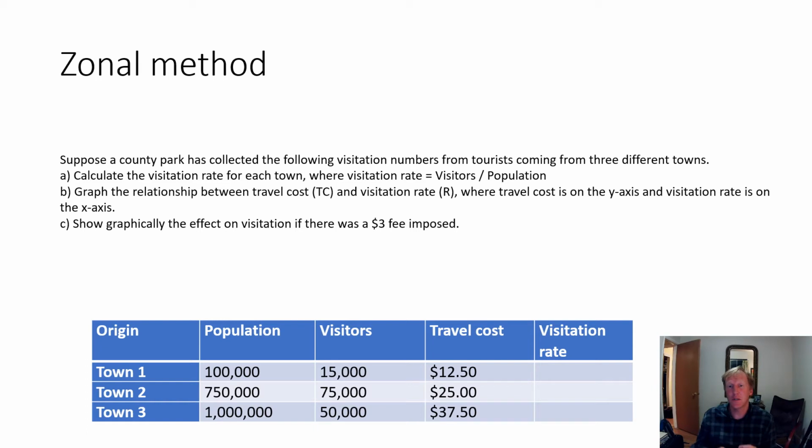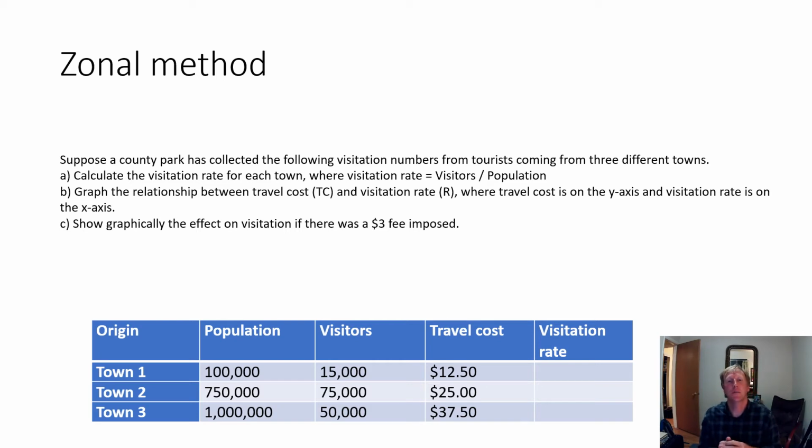And let's say that it costs $12.50 to get there from town 1, right? So we know where the towns are. We can calculate those travel costs. Town 2, we're going to say has 750,000 people, so it's much larger than town 1. So just based on population, you would assume that there should be more people visiting, all else equal, right?